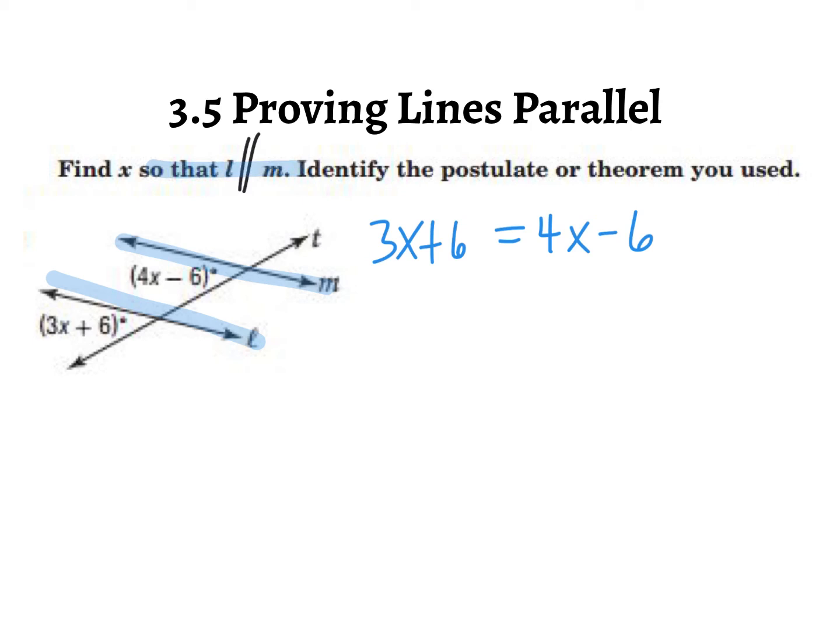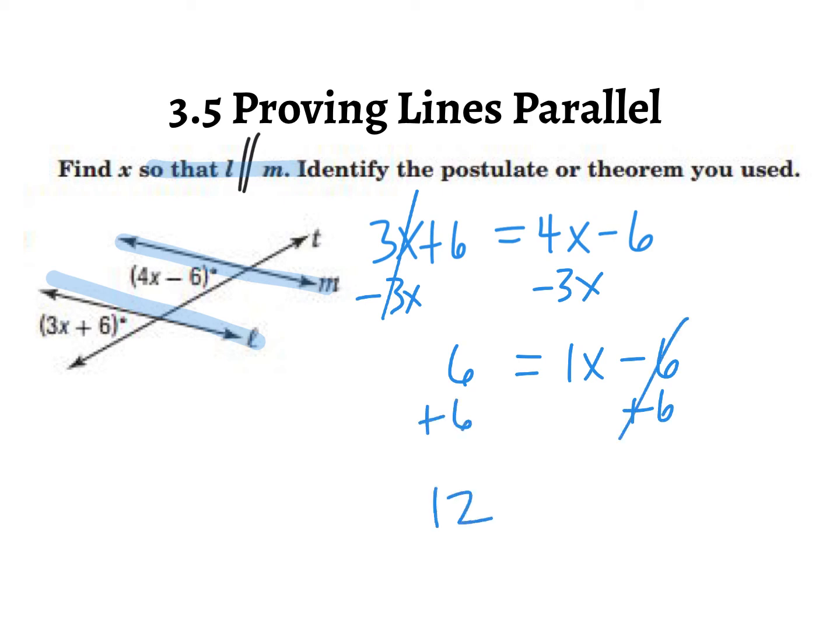And then I just combine like terms and move everything to one side. Right? I'm going to move the x's to the right side. So subtract 3x so that I move it over to the right. I'm left with 6 equals 1x minus 6. I now want to move the minus 6 to the other side by doing the opposite. 12 equals 1x, or x equals 12.